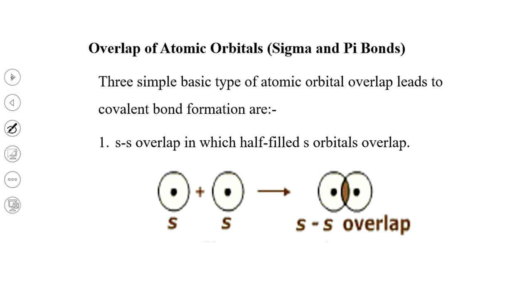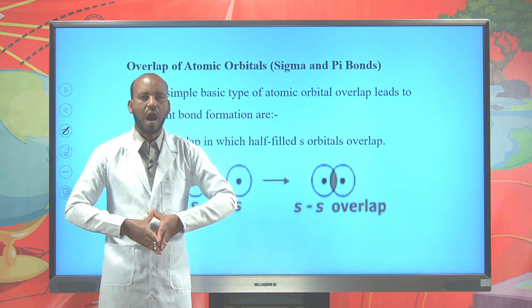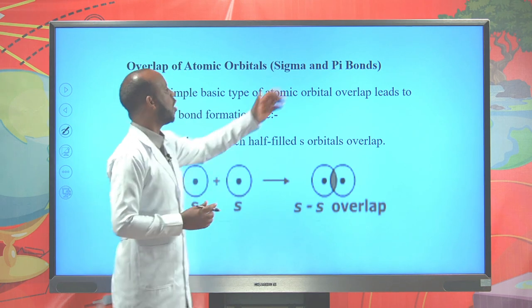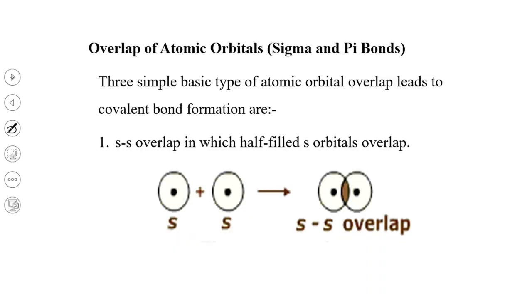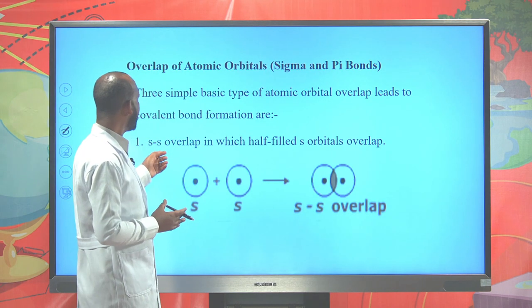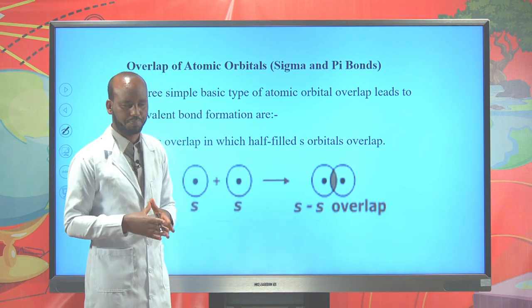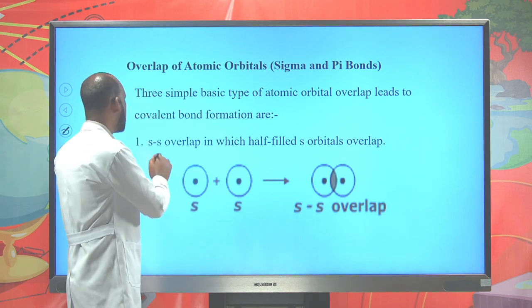Overlap of atomic orbitals, sigma and pi bonds. How is a sigma bond formed? How is a pi bond formed? Let us see formation of sigma and pi bonds. Three simple basic types of atomic orbital overlap lead to covalent bond formation. One, s-s overlap, in which half-filled s orbitals overlap. You can take a simple example, hydrogen molecule, H2.